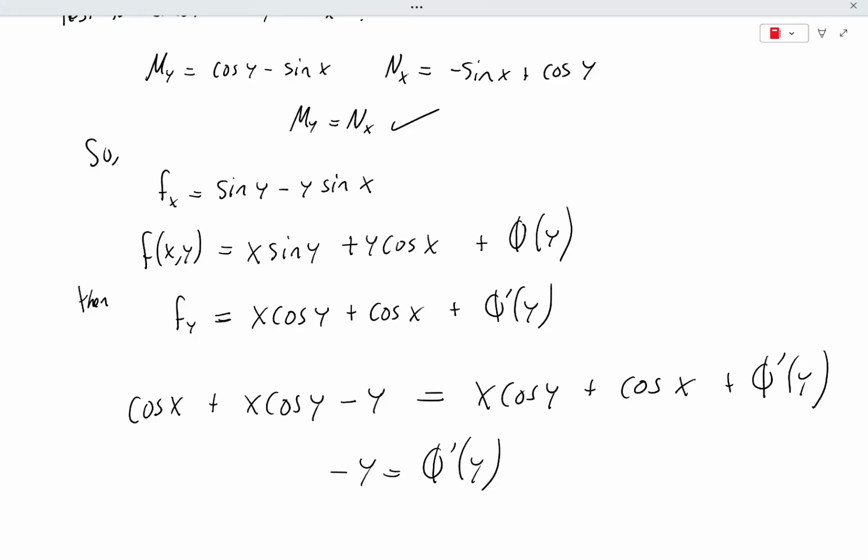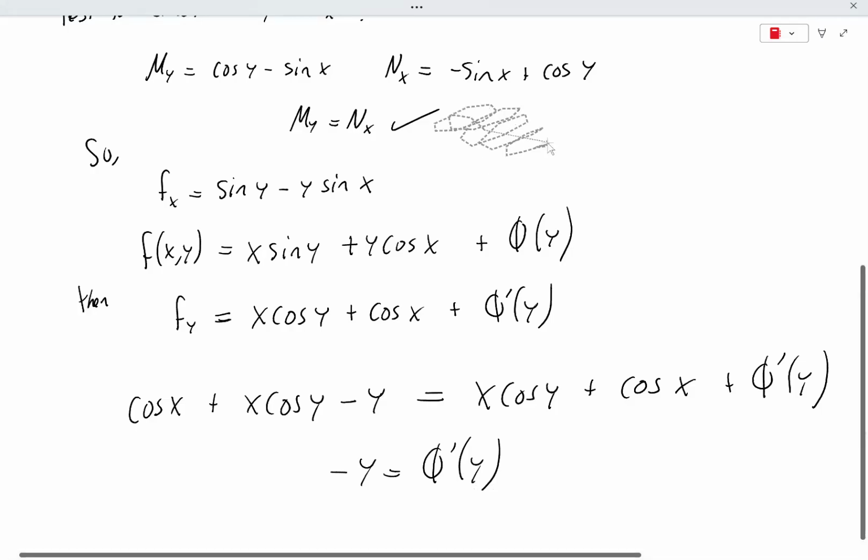Okay, anything there so far? Now that's kind of a key point here. If you're doing this and get something with x's left in it, that means it was not exact, so the method fails. If you get stuff with x's left here, that's not right, because this has to be a function of y only. It can't have x's and y's over here. So if you skip the test for exact and go to do the problem without doing that, this is where you'd run into it.